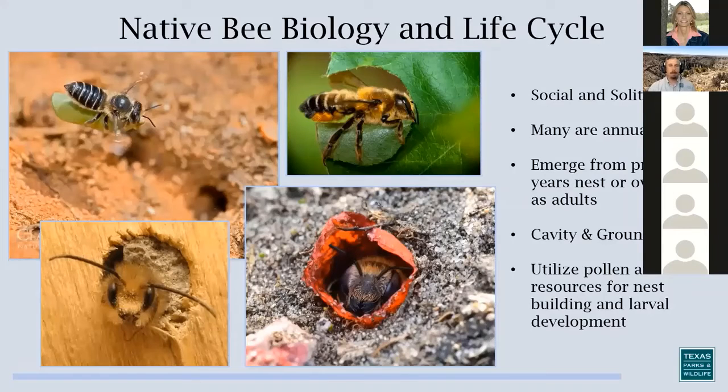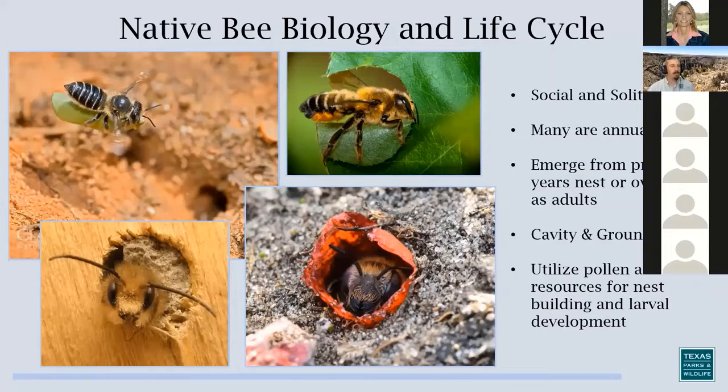We have a mix of social and solitary bees. Honeybees, which most folks think of, are non-native, but they're a social bee. We do have some social bees in Texas, most commonly bumblebees. And then the vast majority of our almost 600 species of native bees in Texas are solitary. They don't congregate in large nests. They might nest in similar areas, but they individually do their own thing.